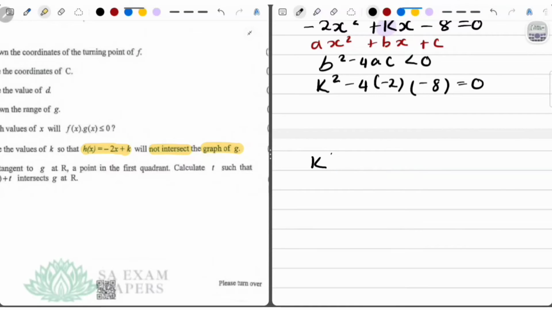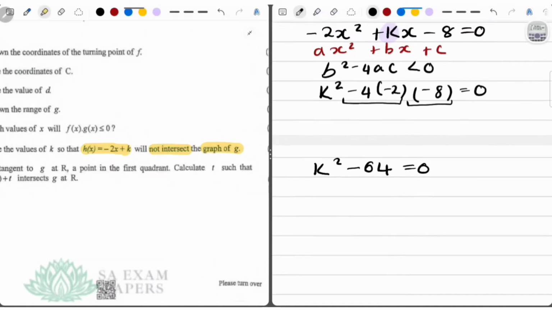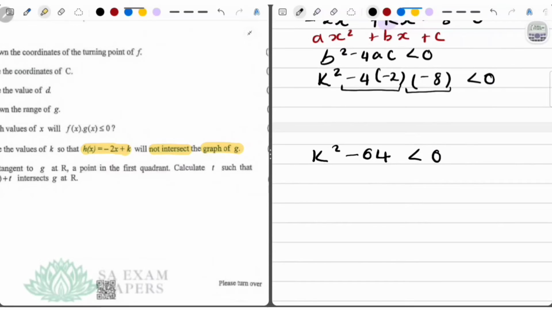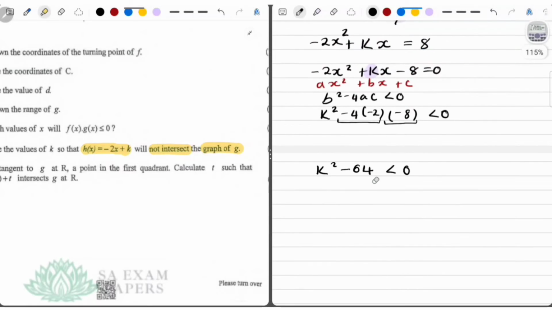So I have k squared, and what is negative 4 times negative 2? That is going to be positive 8. Then if you multiply that by negative 8, 8 times 8 is 64, so negative 64. Sorry, why am I saying equal to 0? Less than 0. So I just have to solve for k in this inequality, because this will help this equation to not be equal. In other words, to not intersect.